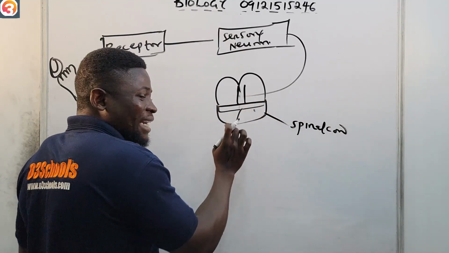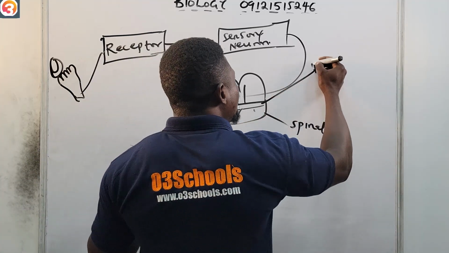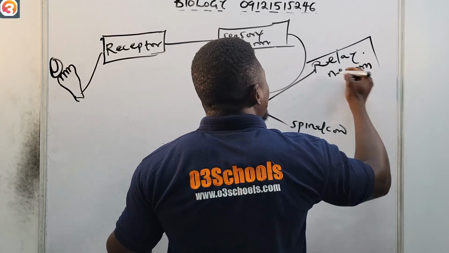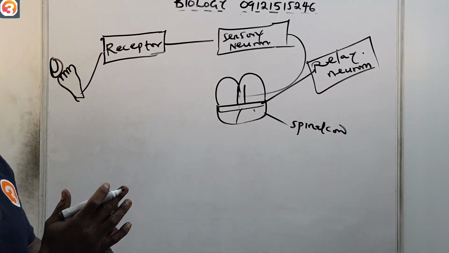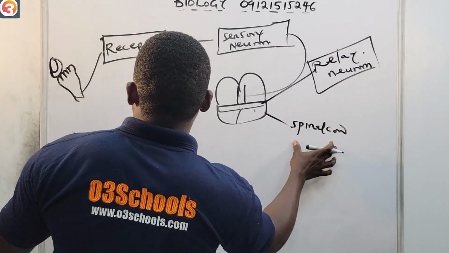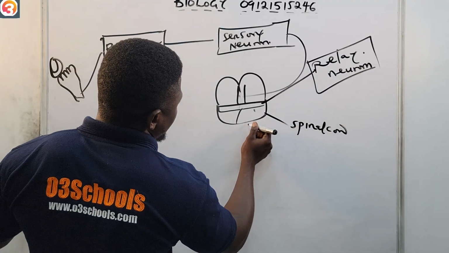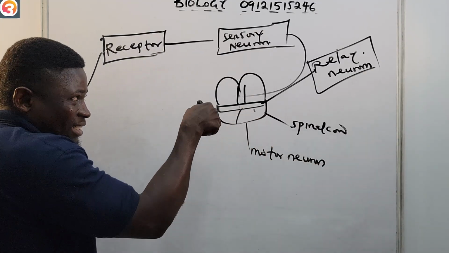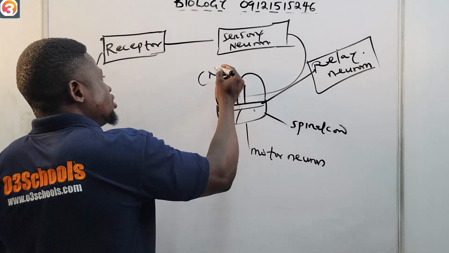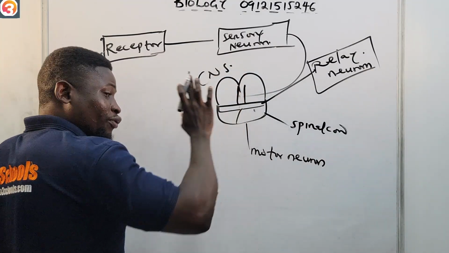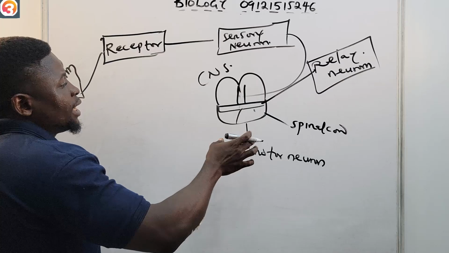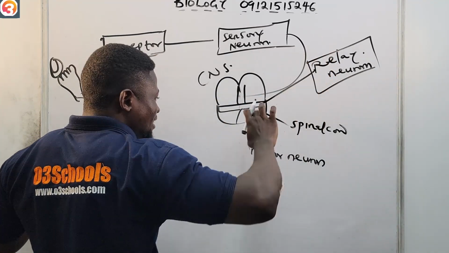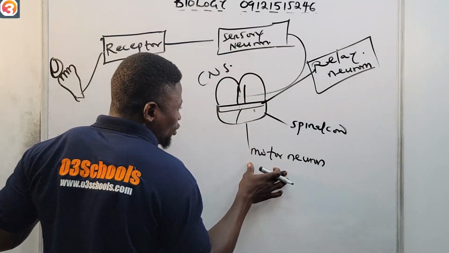Inside the spinal cord we have the relay neuron, which is responsible for connecting the sensory and the motor neuron. So we have the spinal cord here, and of course we have our motor neuron inside this CNS. This is our central nervous system, a sketch of your own central nervous system, not mine. Inside the central nervous system we have the relay neuron, which connects the sensory neuron and the motor neuron together.